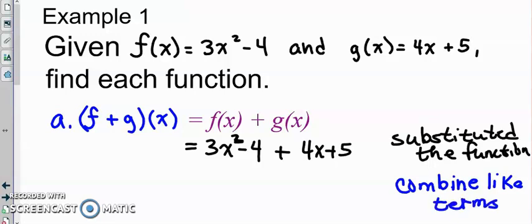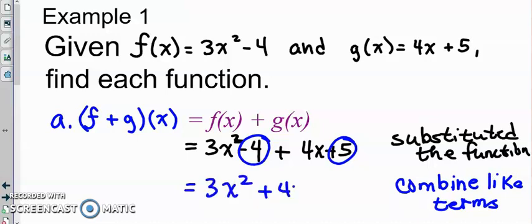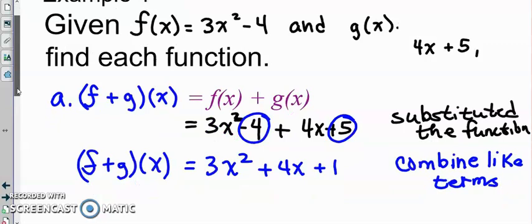All right. So here, the only like terms that we have are -4 and +5. So here, we'll have 3x squared plus 4x plus 1. All right. And again, I'm going to write this right here. We have that. Now, we're going to use this for the next example. So keep that. Don't lose it.